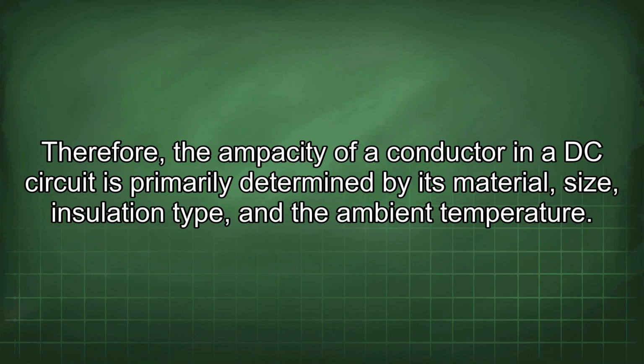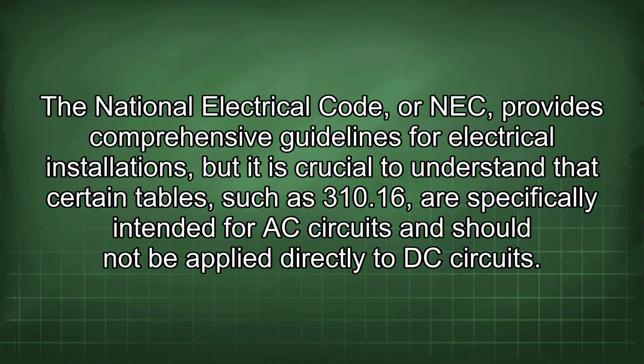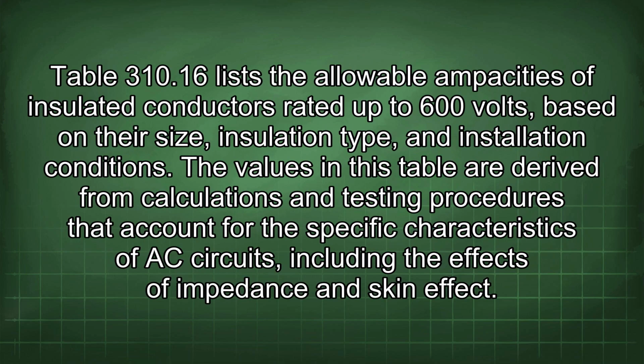Therefore, the ampacity of a conductor in a DC circuit is primarily determined by its material, size, insulation type, and the ambient temperature. The National Electrical Code, or NEC, provides comprehensive guidelines for electrical installations, but it is crucial to understand that certain tables, such as 310.16, are specifically intended for AC circuits and should not be applied directly to DC circuits. Table 310.16 lists the allowable ampacities of insulated conductors rated up to 600 volts, based on their size, insulation type, and installation conditions.